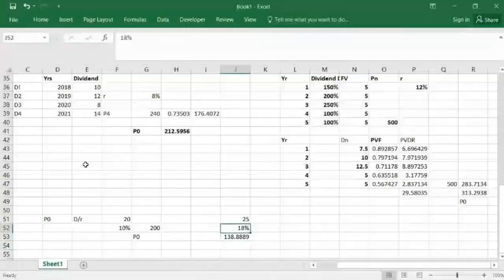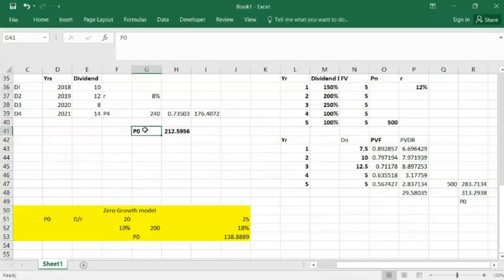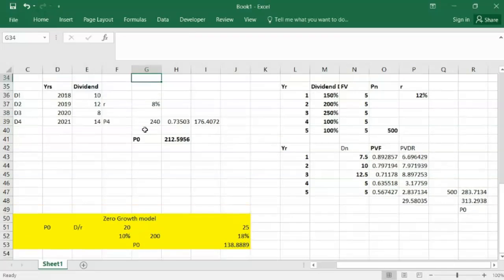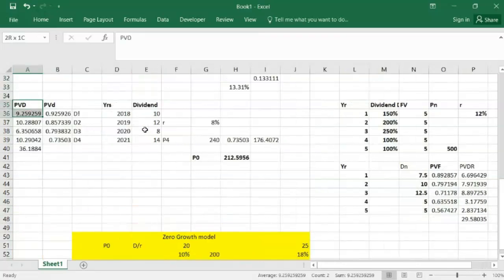Under that, going to the constant growth model, I'll just... the zero growth model. This one, what we have calculated is a zero growth model. These are the set of calculations we have completed. It is for the multi-period growth model. This is for the multi-period growth model.